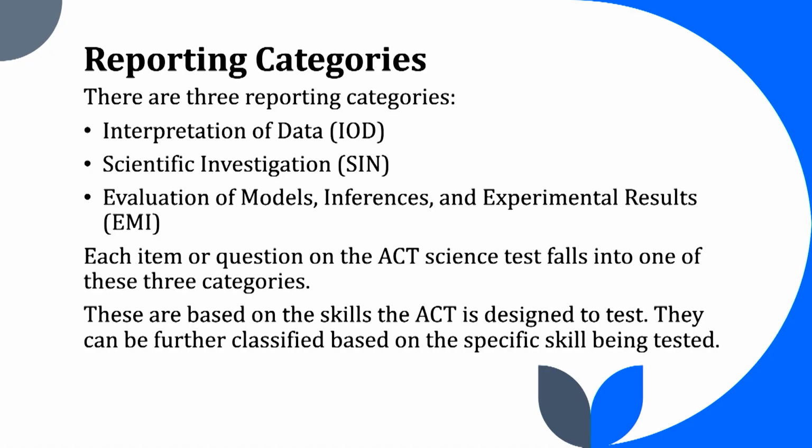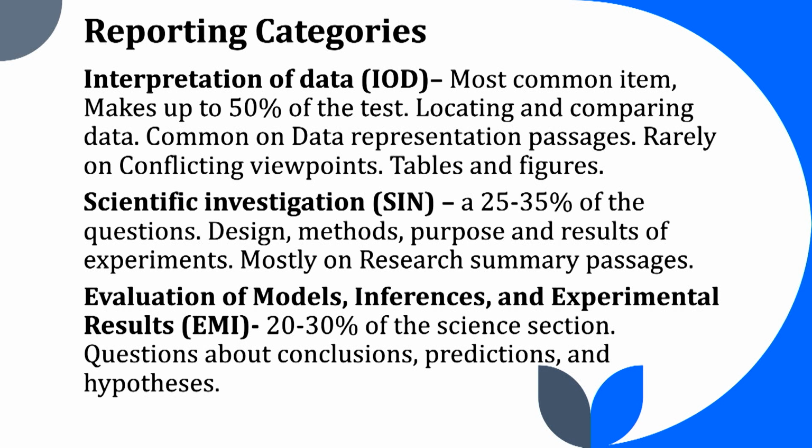Okay, so what are reporting categories? Well, there's three different types. You have interpretation of data, which is abbreviated as IOD. You have scientific investigation, which is abbreviated as SIN. And then the last reporting category is evaluation of models, inferences, and experimental results, which is abbreviated as EMI. Each item or question on the ACT science test falls into one of these three categories. These are based on the skills the ACT is designed to test. They can be further classified based on the specific skill being tested. And that's what I wanted to look at today.